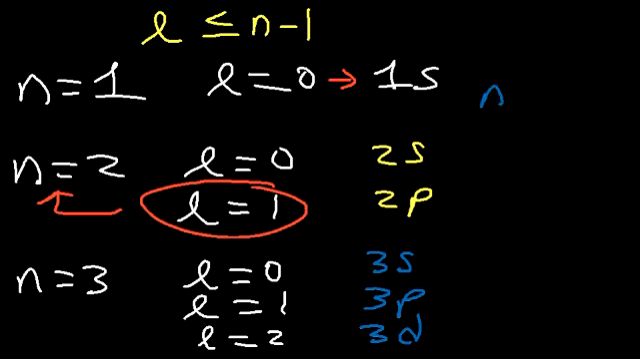So if n is 4, L cannot, I wrote 3, but I said 4. So let's say if n is 4, the most that L can be is up to 3. It can be less than or equal to 3. So that means it can be 0, 1, 2, or 3.